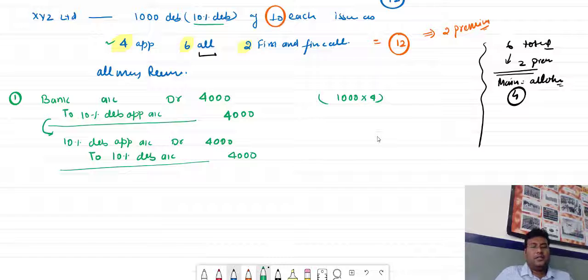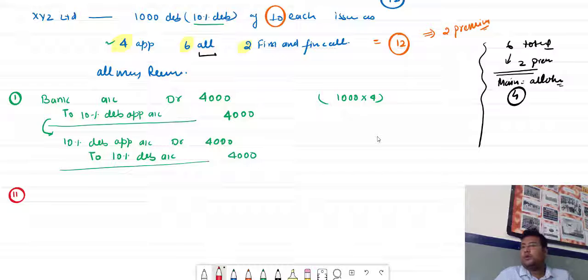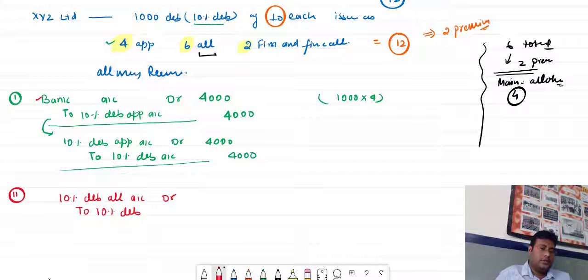So as you can see, for the entry of allotment, premium is also there. So always remember this thing, the premium will be passed with the due entry. In application, first we pass the receipt entry, but other than application, we always have to pass the due entry first. So the due entry will be 10% debenture allotment account debit to 10% debenture account.